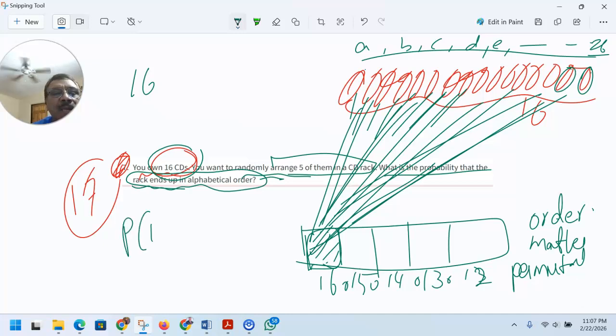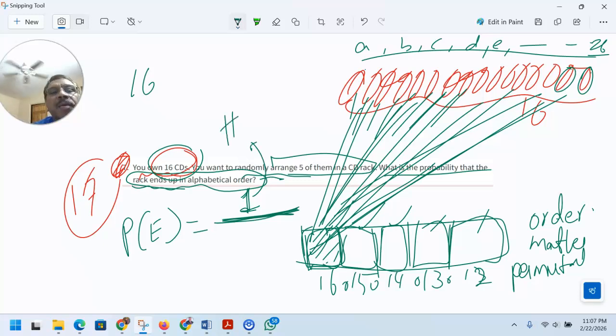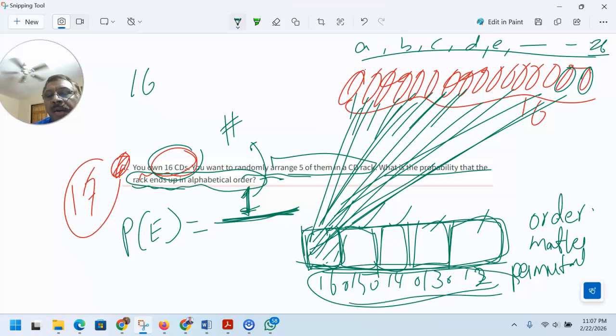So the probability of the event that you put them in alphabetical order means the top numerator will always be 1. There will be only one possible way to have alphabetical order. This is the number of outcomes favorable to the event, which is that they are in alphabetical order. The bottom is the number of possibilities. You can write 16 by the fundamental principle of counting, or you say, okay, there are 16 of them, and it is P into 5 spots.